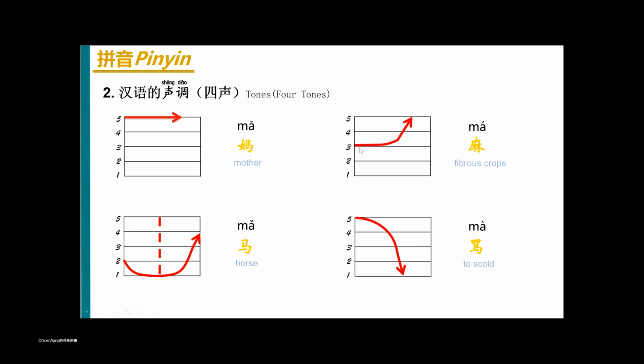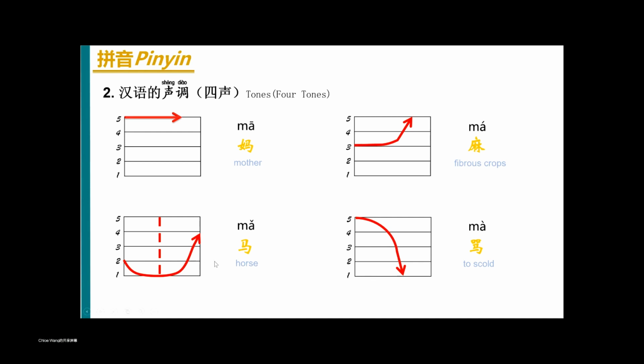And the second one, from this mark, we can know that this tone goes up, right? So in this example, we have the same 声母 and 韵母, same initial and final, but only a different tone. And this sounds like ma, ma, ma. You see the tone goes up.